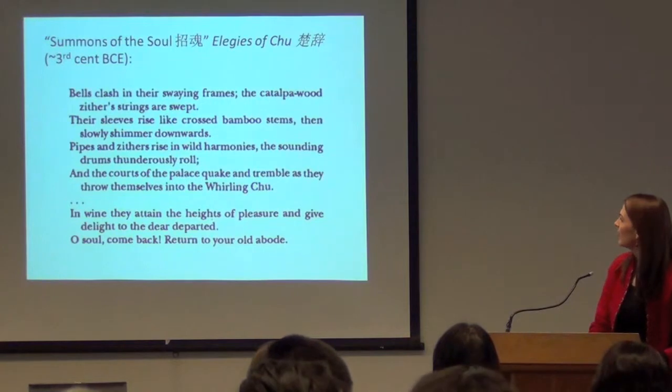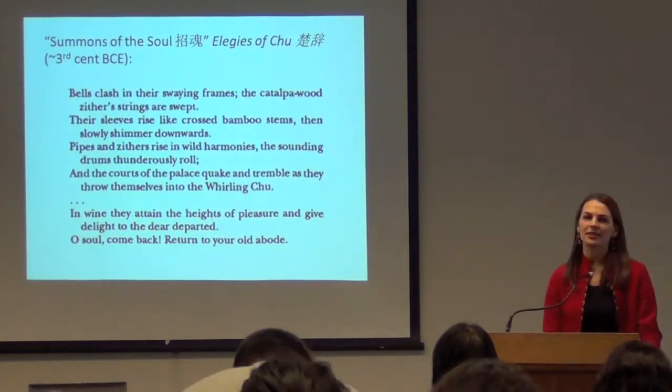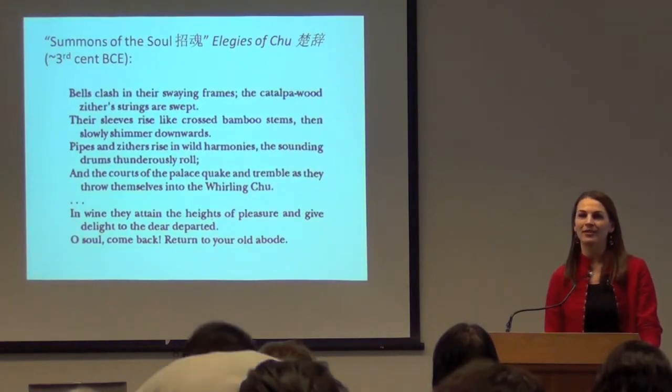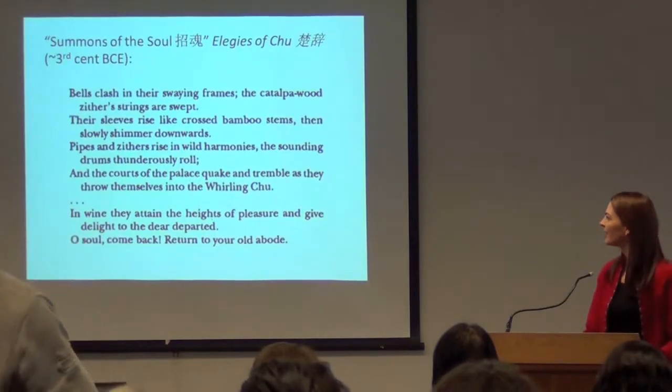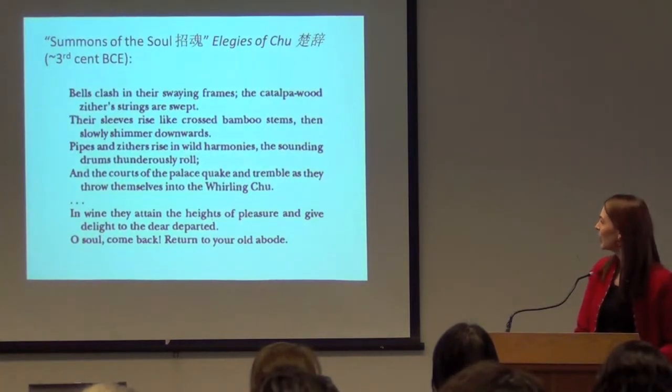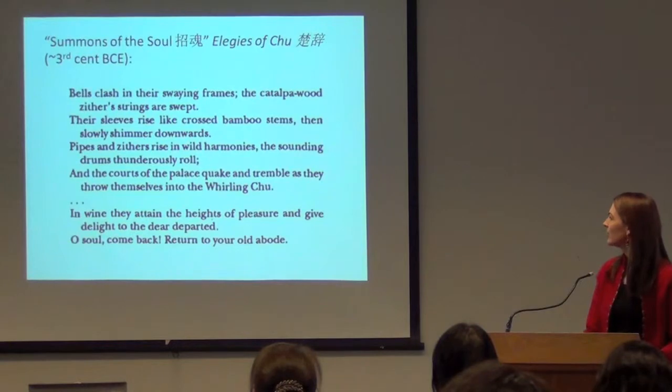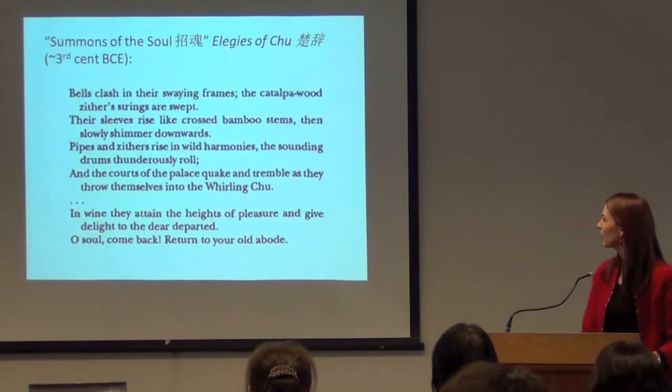Here's another example of a poem from the Chu that gives us a sense maybe of what this type of performance experience would have been like. Bells clash in their swaying frames. The catalpa wood zither strings are swept. Their sleeves rise like cross bamboo stems, then slowly shimmer downwards.